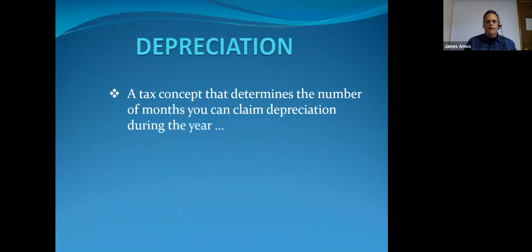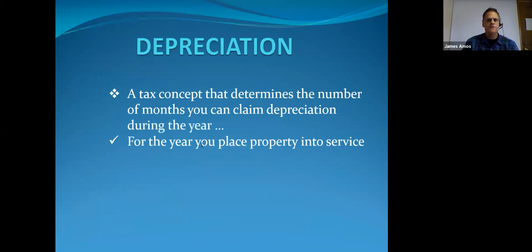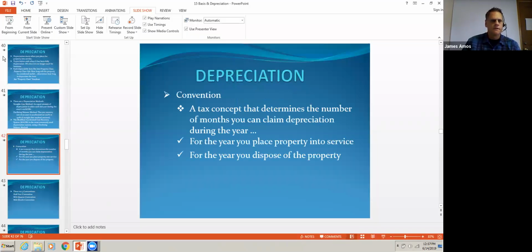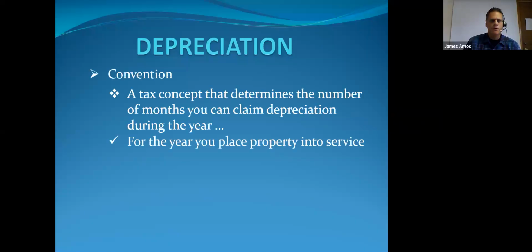So, depreciation is a tax concept that determines, wait a minute, something's missing here. Give me just a second here, guys. My apology. I got to fix something here. I'm just going to throw these all up at once. It's in the wrong order. That's what happened.